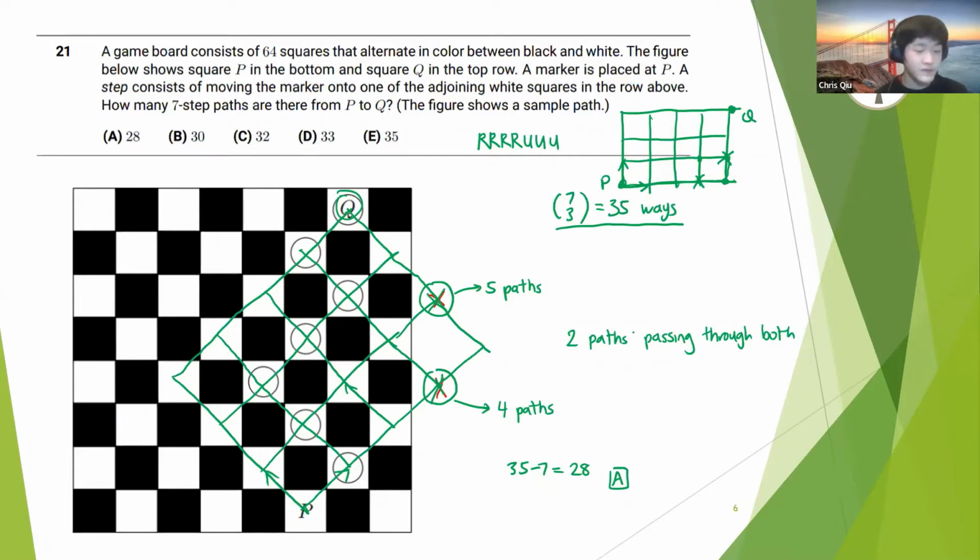And there are 2 paths from P to Q that pass through both of these points. So in total, the number of paths that go through a point that does not exist on the board is going to be the number of paths that pass through this point, which is 4, plus the number of paths that go through this point, which is 5, and then minus 2, which is the number of paths that go through both.